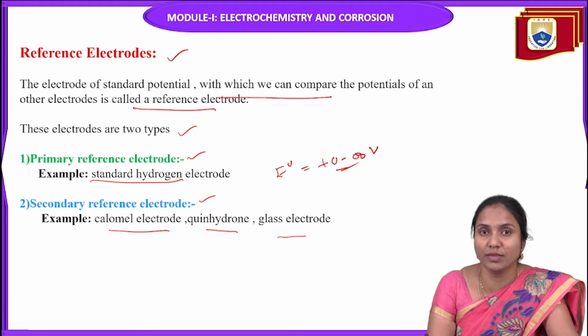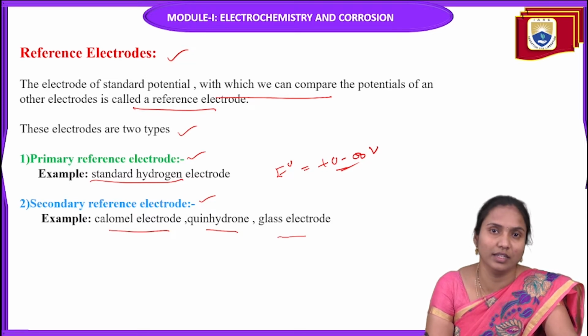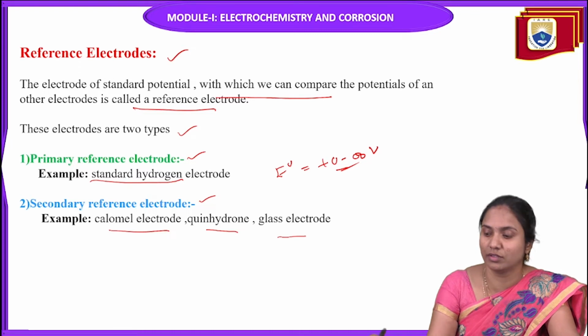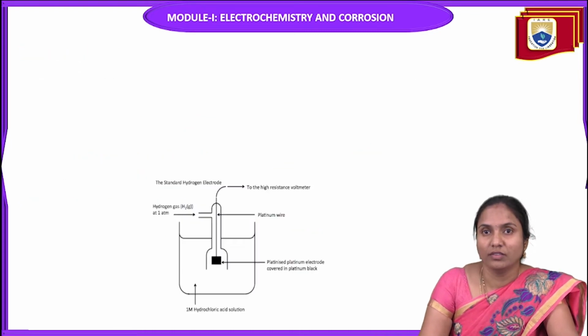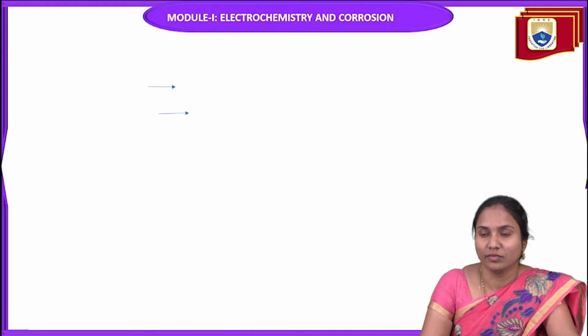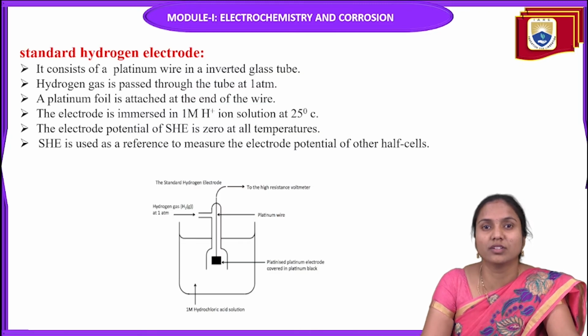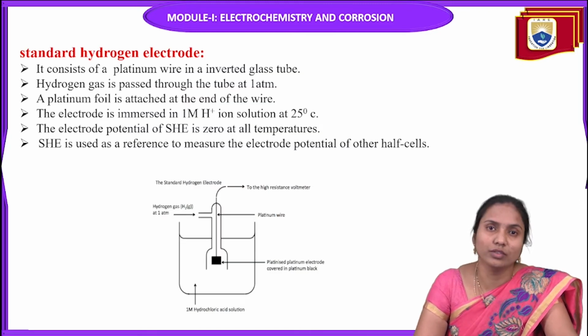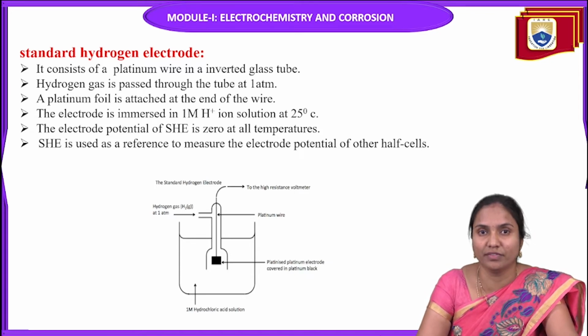So these are the reference electrodes. Reference electrodes mean electrodes of known potential, which we can use for determination of the electrode potential of other electrodes. Now we'll discuss the construction of the standard hydrogen electrode, which is the best example of a primary reference electrode.